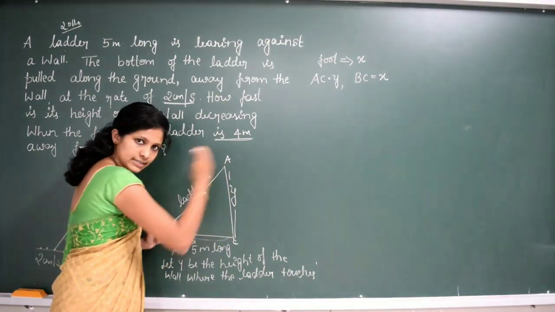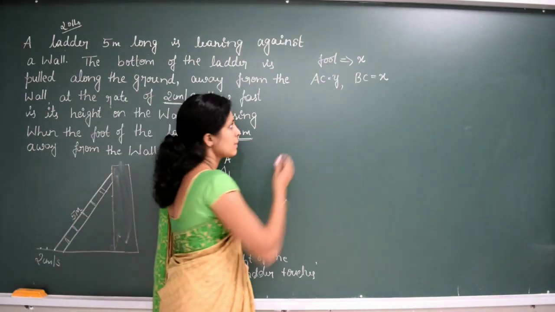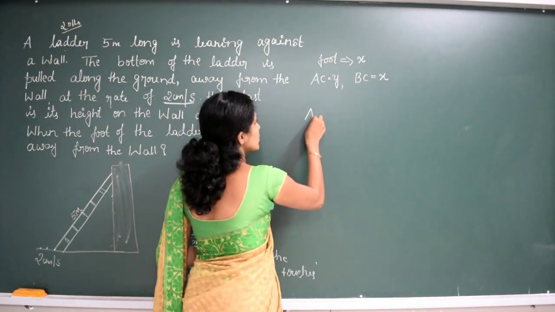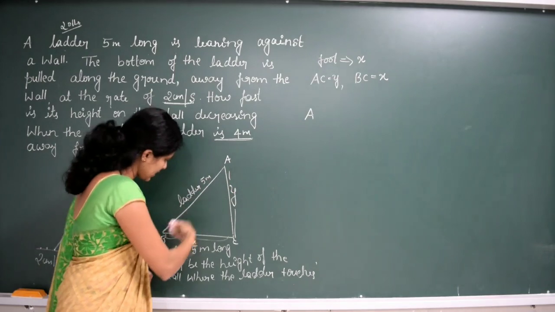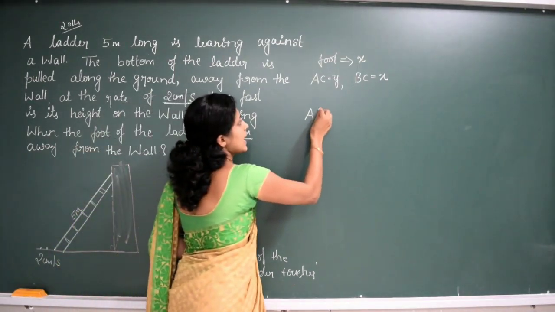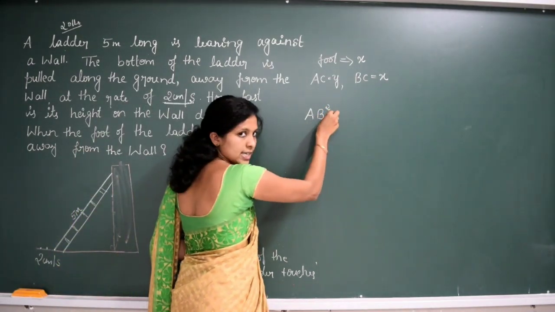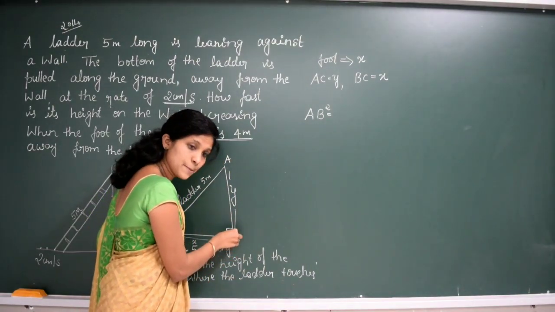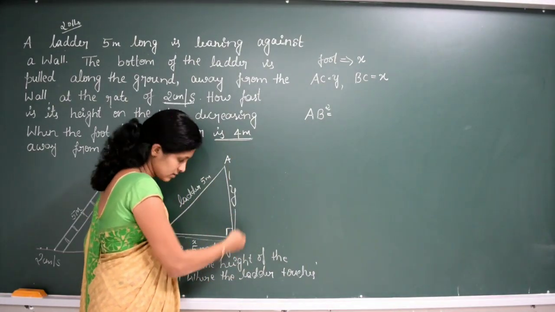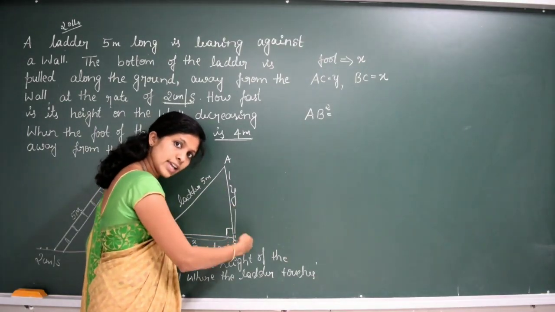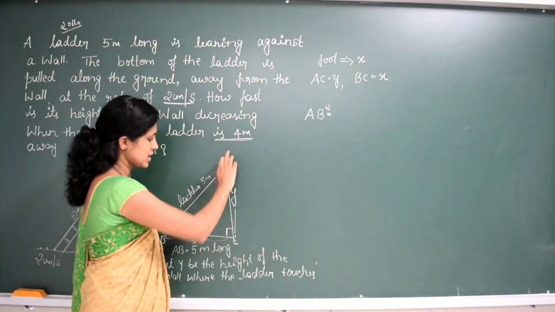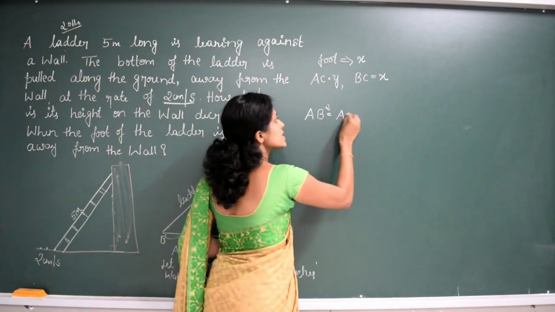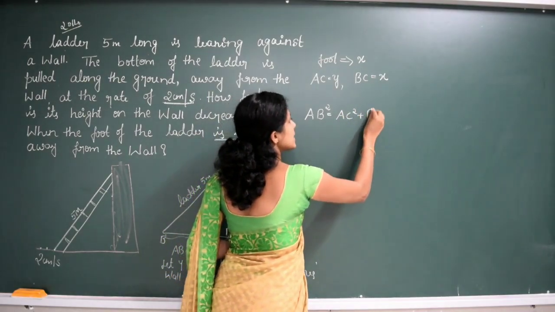Since this is a right angle triangle, we can apply the Pythagorean theorem. So this is now what we can write by using Pythagoras theorem. We can write this as AB square is equal to... Here this is a right angle, right? C is the junction for the ground and the wall. Now AB square is equal to AC square plus BC square.